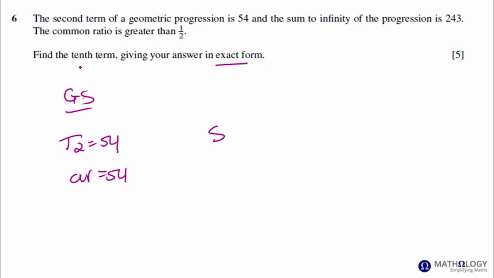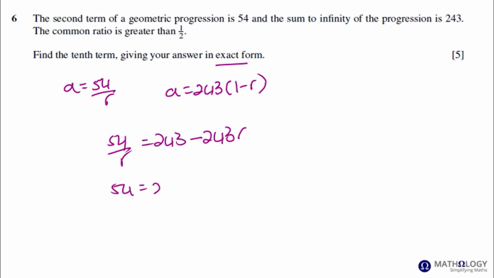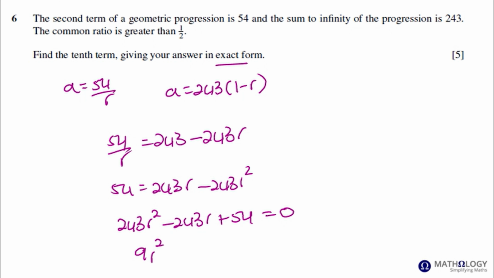The sum to infinity is 243, so A over 1 minus R equals 243. We can just isolate A here and isolate A here, and then put these two expressions equal to each other. Multiplying through by R, 54 is 243 R minus 243 R squared. Get this into standard quadratic form: 9R squared minus 9R plus 2 equals 0.